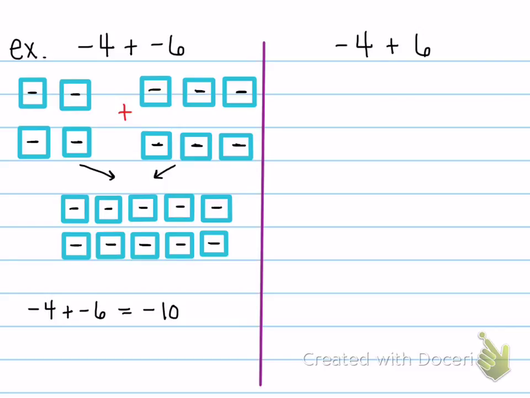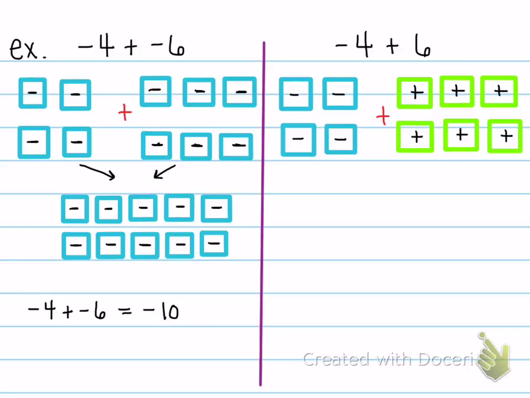Now that's going to look a little bit different on the other side, because what we have here is -4, but I have a +6. So on the left of the plus sign, I have my 4 negative tiles, and on the right of my plus sign, I have 6 positive tiles. Again, adding is bringing things together. So I'm going to take those tiles and group them all as one thing.